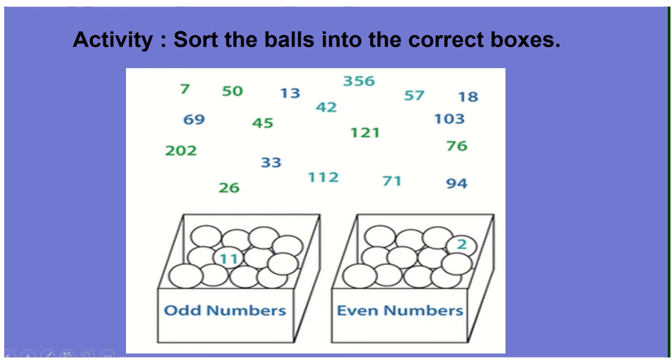103 is odd. 76 is even. 202 is even. 33 is odd. 76 is even. 26 is even. 112 is even. 71 is odd. And 94 is even. There you go.